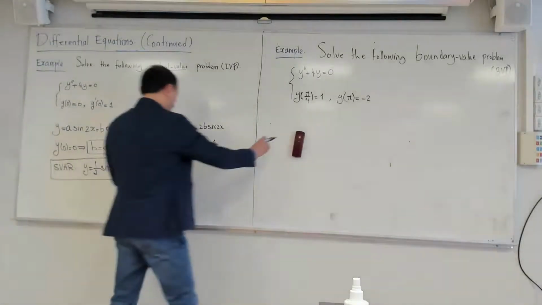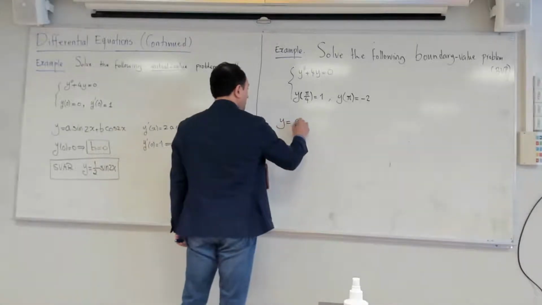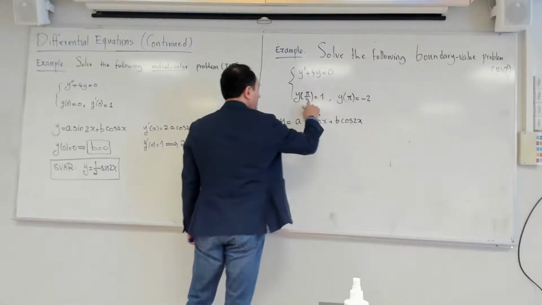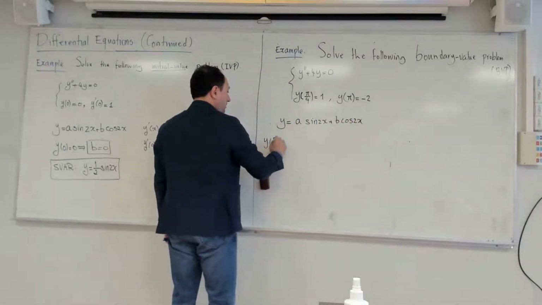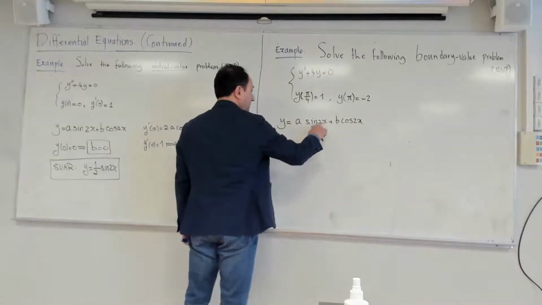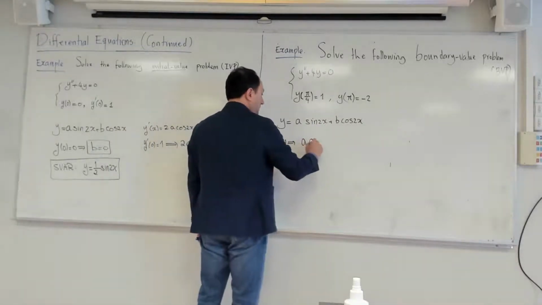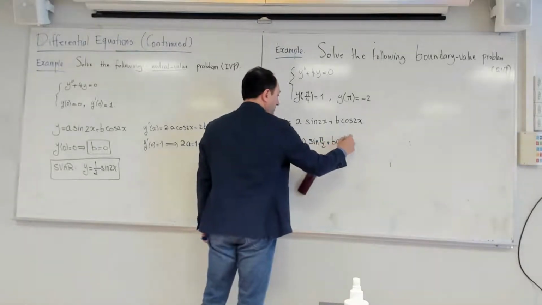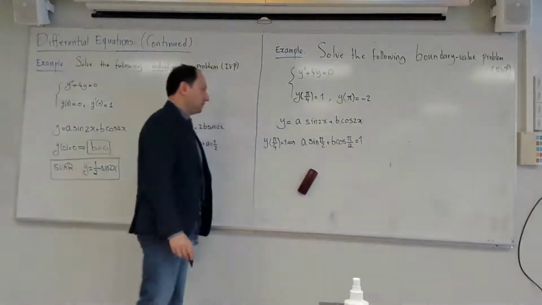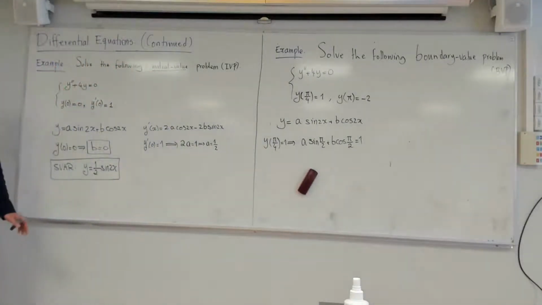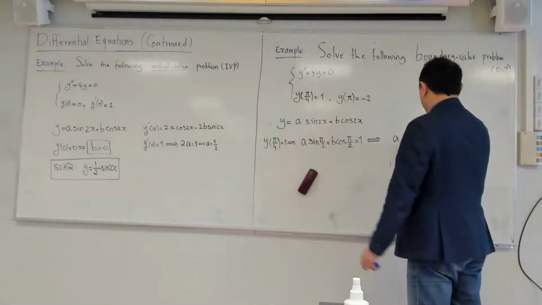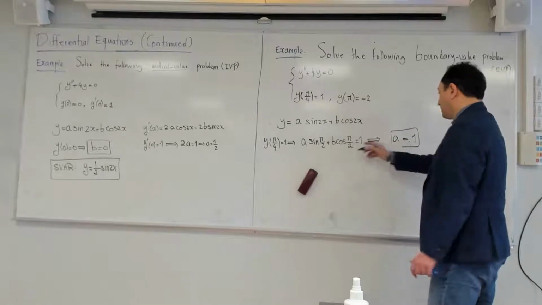So again, you already know the general solution is a sine 2x plus b cosine 2x. But now what I have to impose is that y at pi over 4 is 1. So if I replace x with pi over 4, it becomes a times sine of 2 times pi over 4, which is pi over 2, plus b cosine of pi over 2. This is supposed to be equal to 1. Sine of pi over 2 is 1, so this becomes a, and the other term is 0, because cosine of pi over 2 is 0. So a is equal to 1.